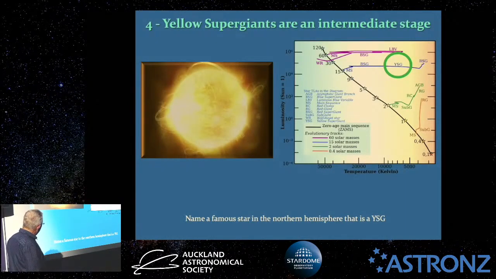Can anyone name a yellow supergiant? In particular, there's a famous one in the Northern Hemisphere that's a yellow supergiant. We won't see it from here. No, not Capella. Good day. I'll give you a clue. It's a very, very, very famous star in the Northern Hemisphere. Polaris, yeah, the North Star.